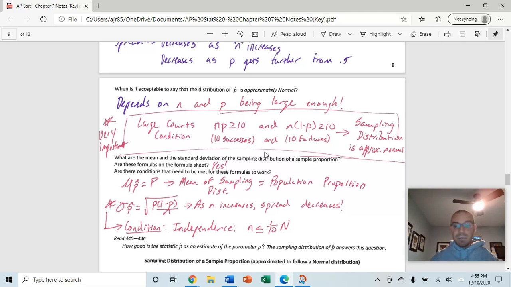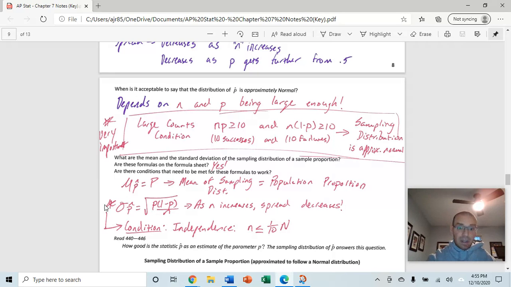We have this very important condition which we're going to see lots from now until the end of the course. For proportions, we have what's called the large counts condition. That is n times p greater than or equal to 10 and n times 1 minus p greater than or equal to 10, meaning taking your sample size and multiplying it times the proportion, and then the sample size times 1 minus that value. If both of those values are greater than or equal to 10, then we can make the statement that the sampling distribution is approximately normal.